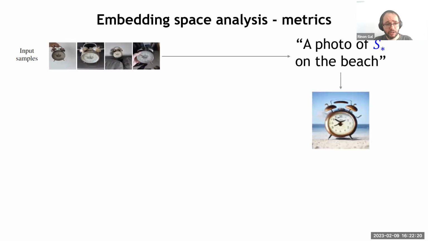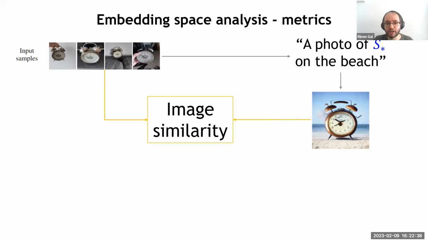So let's say we learned the word that represents this clock, and we then asked for a photo of it on the beach and got this image. There are two things we're interested in here, right? First, we want to make sure that our generated images contain our object, right? So we'll want to look at the image similarity between our generated image and our original training set. On the other hand, we want to make sure that the generated images match our prompts, right? We want to make sure that this is a photo on the beach.